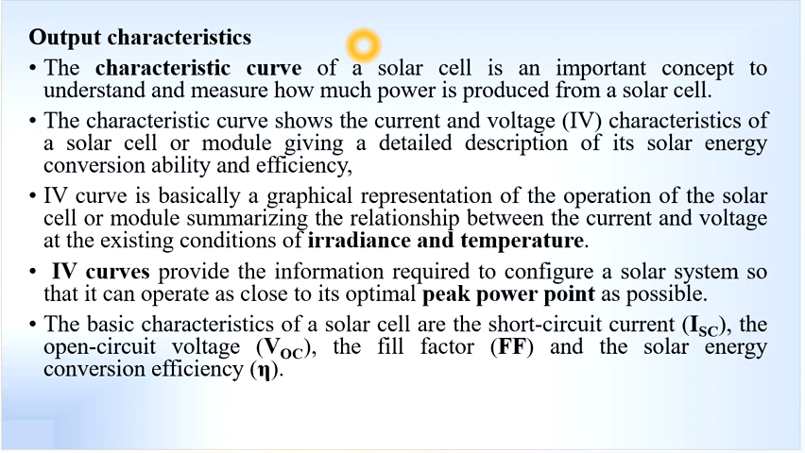So this characteristic curve shows the current and voltage characteristics of a solar cell or a module, giving a detailed description of its solar energy conversion ability and efficiency. Okay, in the end the product of voltage and current is nothing but the output power. Okay, so this IV curve is basically a graphical representation of the operation of the solar cell or module, summarizing the relationship between current and voltage at the existing conditions of irradiance and temperature, because they are the base inputs for a solar cell, right?